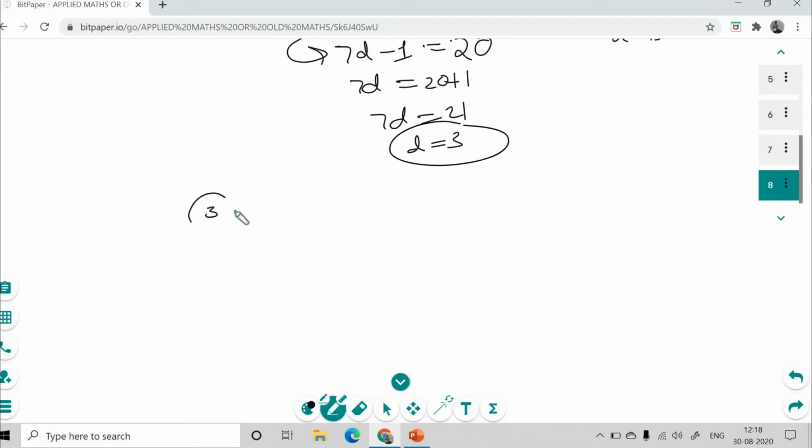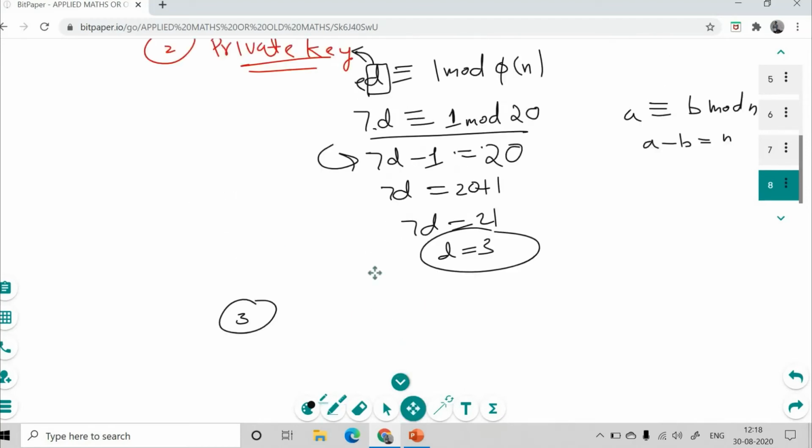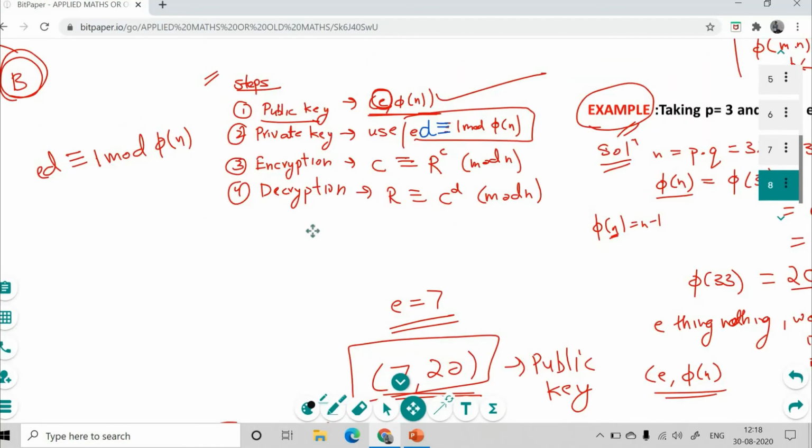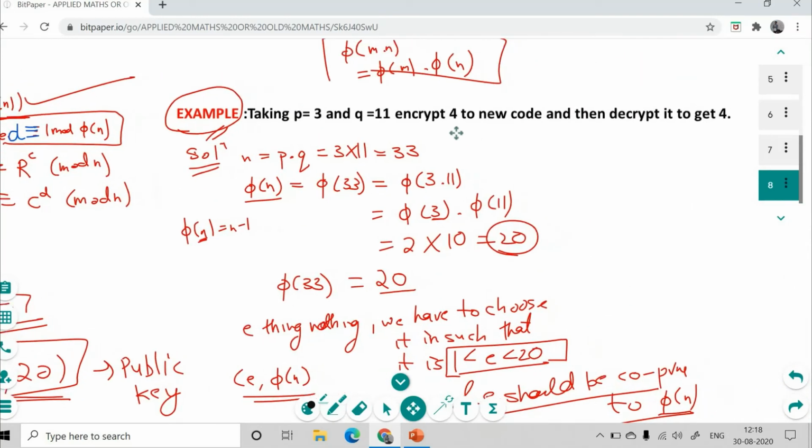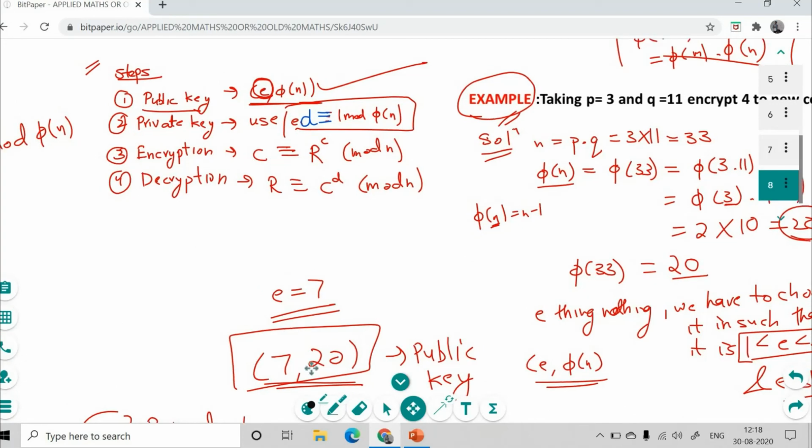Now coming to the third step. We have our public key and private key. Now we have to encrypt and decrypt, that is the whole purpose: 4 to a new code, then decrypt it to get 4. Now for encryption we have to use this: C is congruent to R raised to power E modulo n. This is very easy.